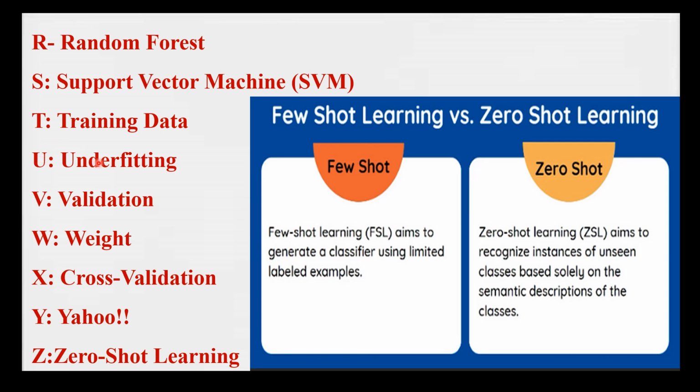U is the underfitting, which occurs when a machine learning model is too simple to capture the underlying patterns in the data. In this case, the model will perform poorly on both training and testing data.